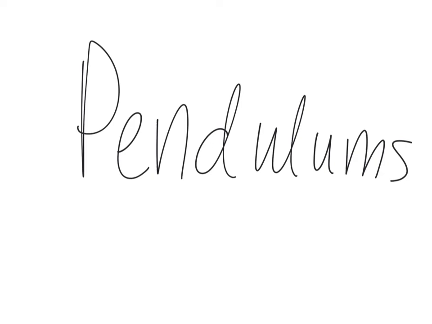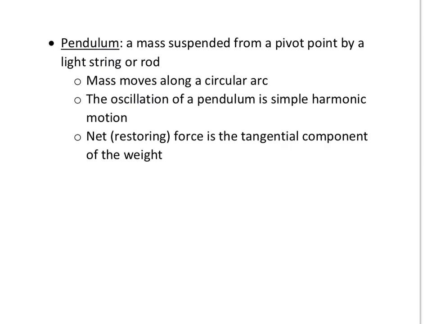The next type of simple harmonic motion we want to look at is pendulum motion. All a pendulum is, is a mass suspended from a pivot point by a light string or a rod. So, quick diagram of what this looks like. Pendulum, and then it's going to swing back and forth. And I didn't show it at the rest position.